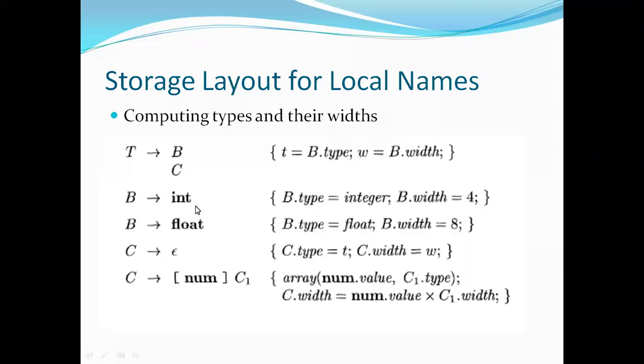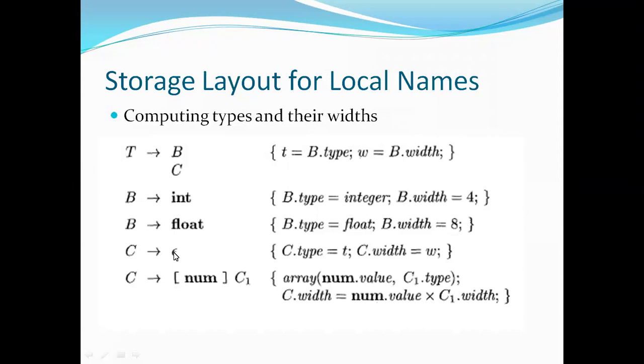B.type is integer, and I am giving an integer value 4 for the width. And for float, B.type is equal to float. The basic data type here is a floating point, a float data type, so B.width is assigned the value 8. Make a note of this.